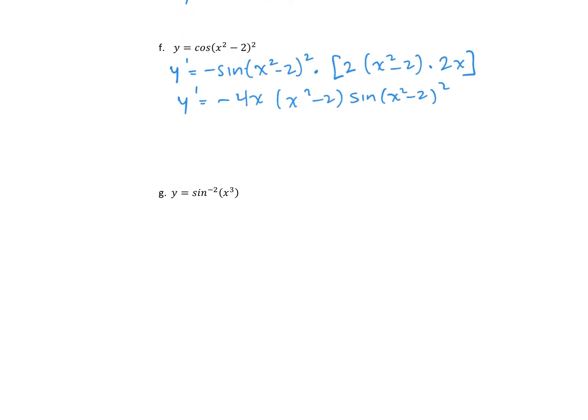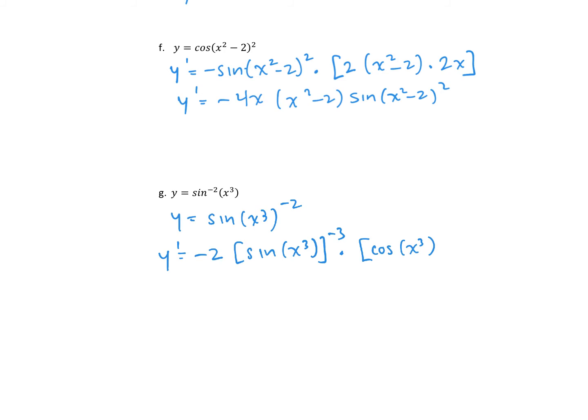Okay, down here at the bottom. I'm going to put the power outside. It's the same thing. So now we have the chain rule. We'll bring down the negative 2. The inside stays the same. Negative 2 minus 1 is negative 3. Then we're going to take the derivative of the inside function, sine x to the power 3. So the derivative of sine x is cosine x. X to the power 3 stays the same. Then we'll take the derivative of x to the power 3, which is 3x squared.